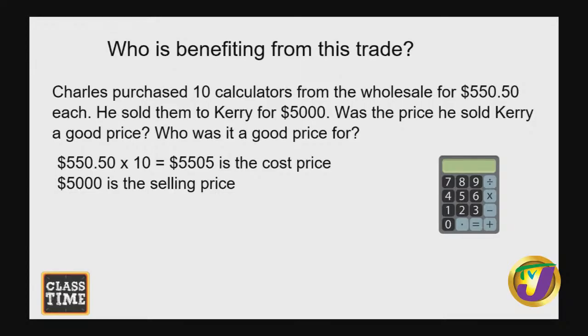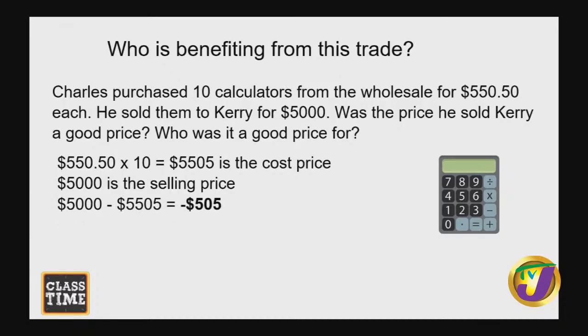And he sold them cheaper. So if Kerry went to the wholesale, she would have paid $550.50. Boy, so he's operating at a loss? Yes, man. He'll never think this through. Because he spent more money to purchase the 10 calculators, and he's at a loss of $500.